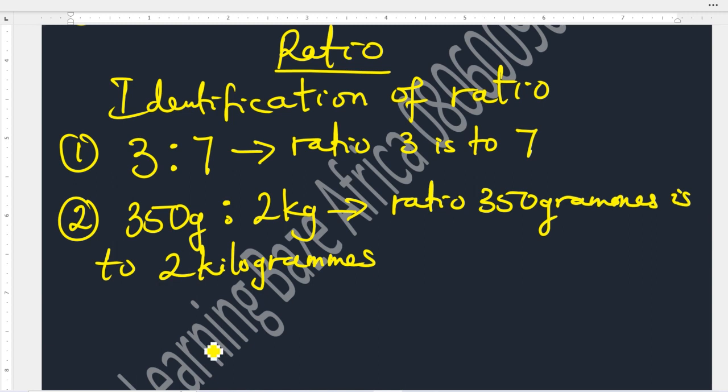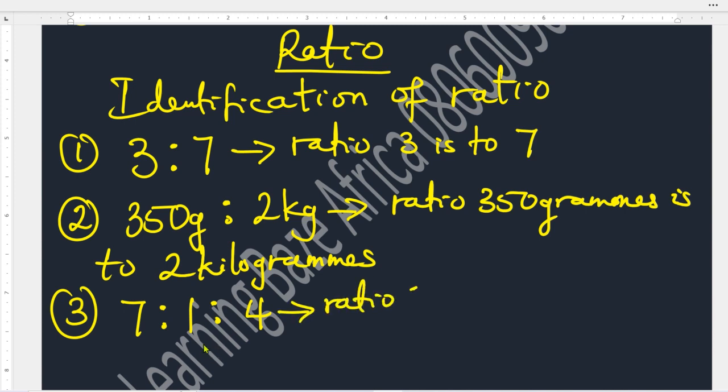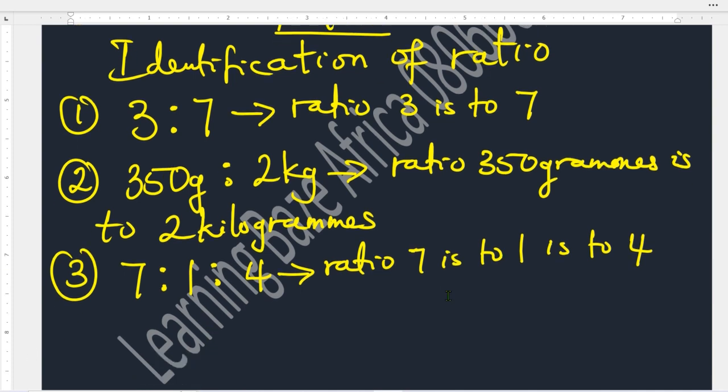So anytime you see numbers with colons, let me add more. Ratio 7:1:4. This is also an example of a ratio. So it has about 3 numbers. Ratio 7:1:4 is an example of a ratio. It is pronounced as ratio 7:1:4. That is how we pronounce it. So this was one of the things we did previously.